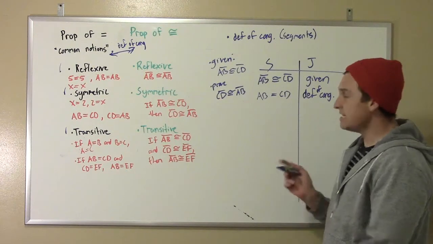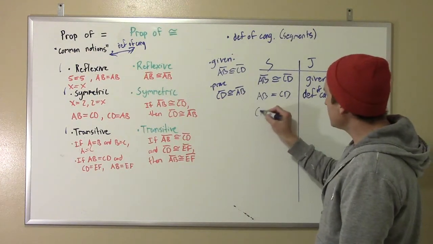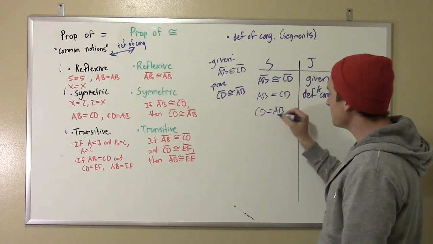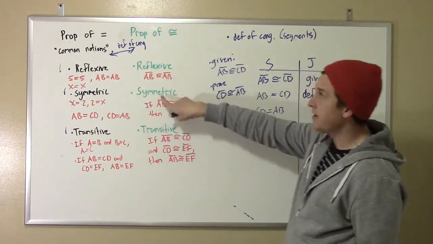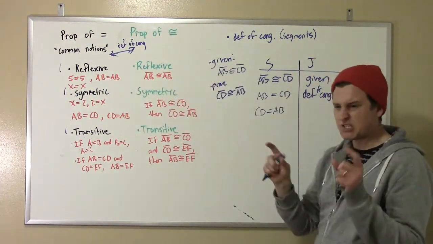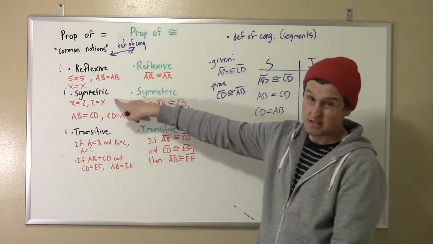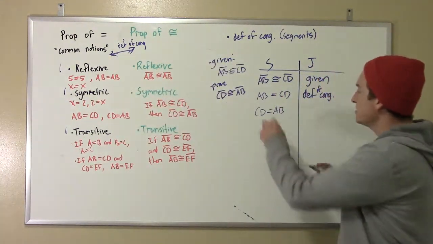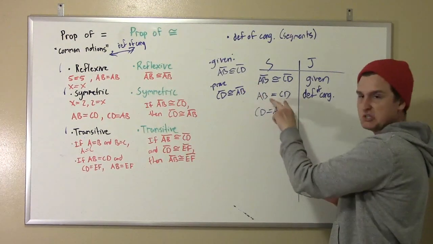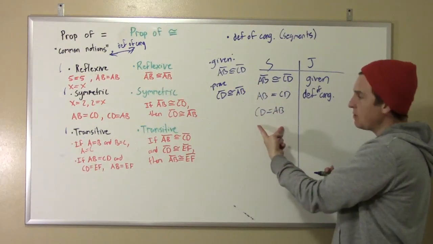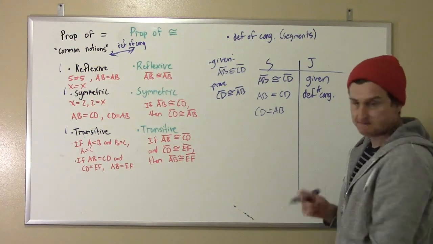Okay, from here we can say, well, that means CD is equal to AB, right? Because we have this symmetric property of equality. We're trying to prove a symmetric property of congruence, so we can't just use that, but we can use this one. This is already established. So we can say, okay, you're not going to give me the property of congruence? Fine, I'll just switch to equality, use my property of equality, and then I'll switch back to congruence.